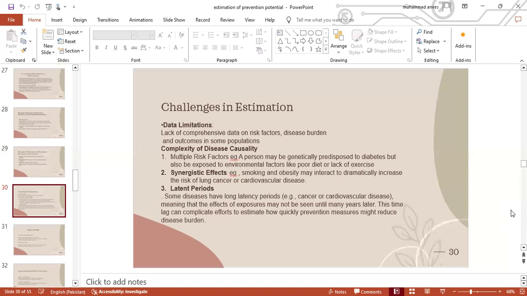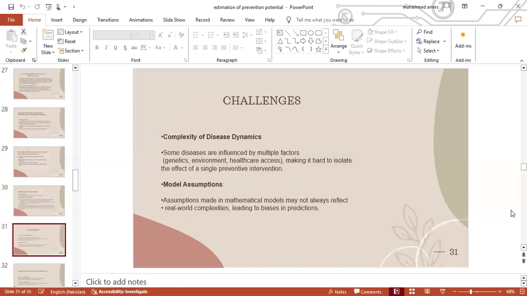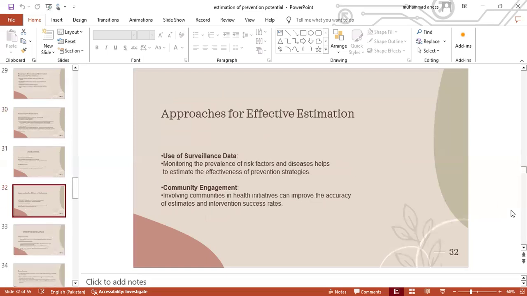Latent period. Some diseases have long latency periods, for example, cancer or cardiovascular disease, meaning that the effects of exposures may not be seen until many years later. This time lag can complicate efforts to estimate how quickly prevention measures might reduce the disease burden. Certain other challenges are complexity of disease dynamics. Some diseases are influenced by multiple factors: genes, environment, healthcare access, etc. Model assumptions. Assumptions made in mathematical modeling may not always reflect real-world complexities, leading to biases in predictions.